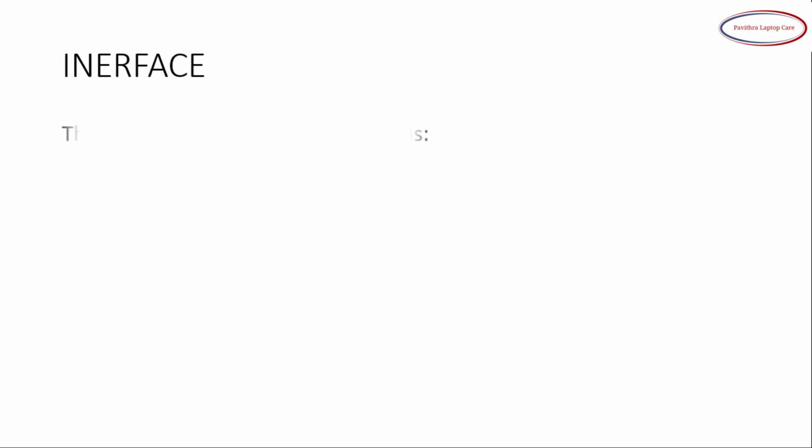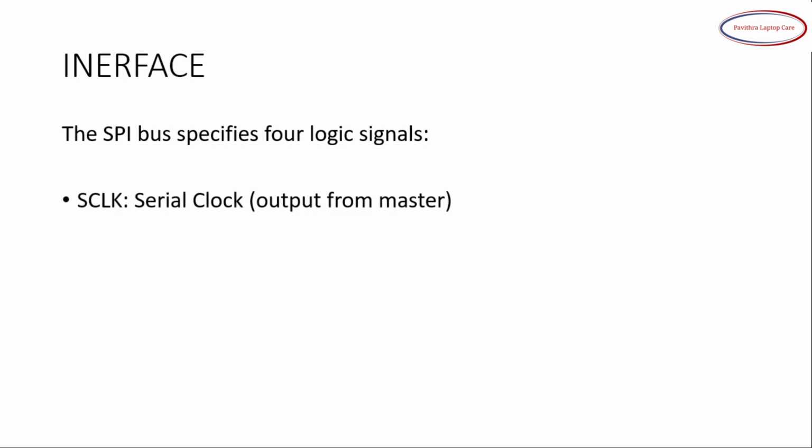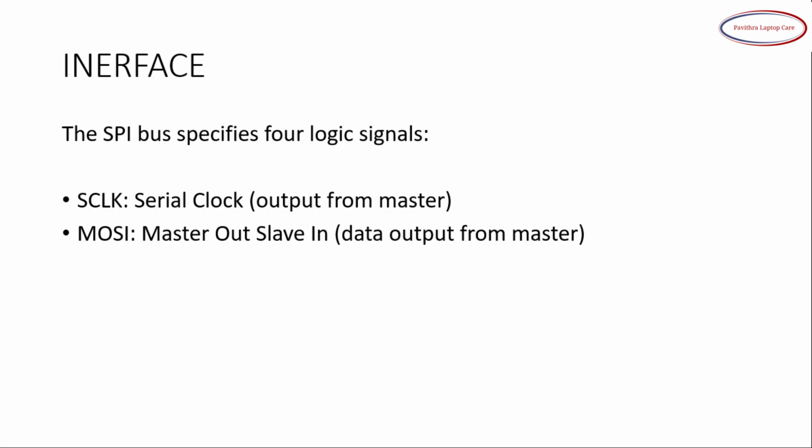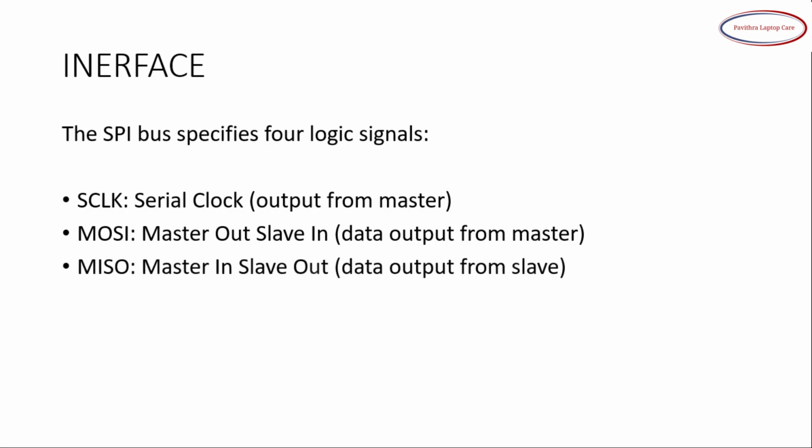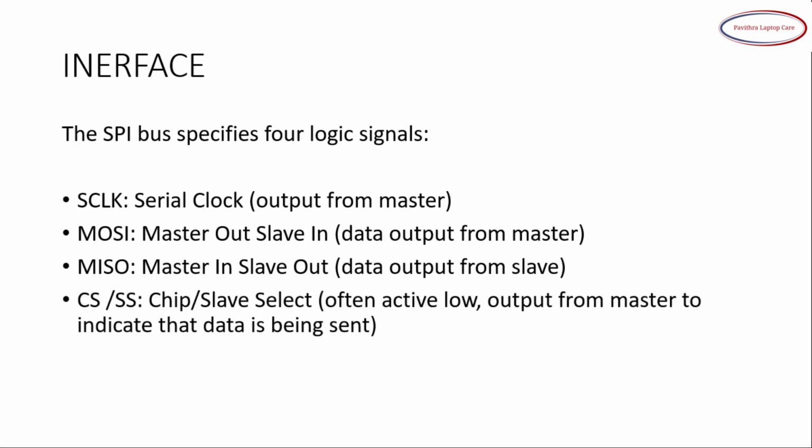Interface, what are the interfaces? The SPI bus specifies 4 logical signals. Okay, one is SCLK, serial clock, output from master. MOSI, master out slave in, data output from master. MISO, master in slave out, data output from slave. CS or SS, chip select, slave select. Okay, it will be low condition. Output from master to indicate that data is being sent.